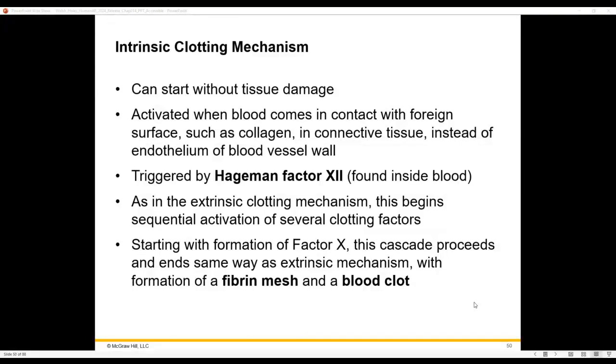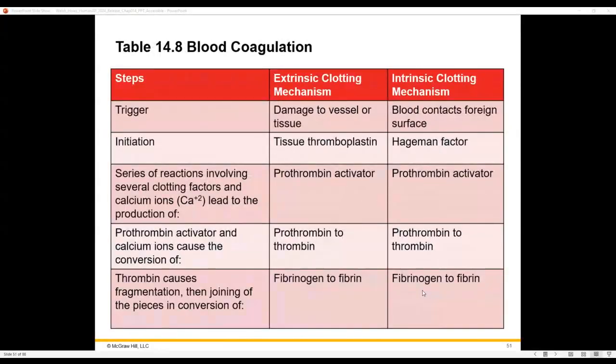In the intrinsic clotting mechanism, this can start without tissue damage. It's activated when the blood comes in contact with foreign surfaces, such as collagen and connective tissue, instead of endothelium of the blood vessel wall, and is triggered by Hageman factor 12, which is found inside the blood. As in the extrinsic clotting mechanism, this begins sequential activation of several clotting factors. Starting with formation of factor X, this cascade proceeds and ends the same way as the extrinsic mechanism, with formation of a fibrin mesh and then a blood clot. And this outlines blood coagulation.